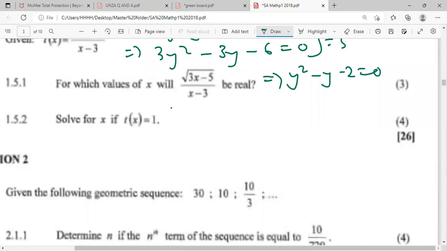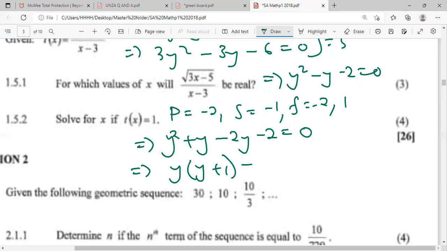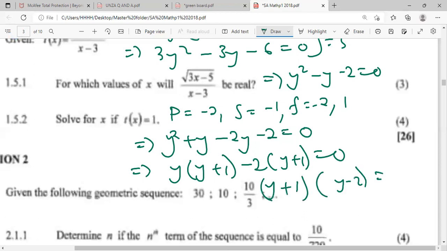So we can solve this using a quadratic expression. My product will be negative 2, my sum is positive 1. So the factors are 2 and negative 1: when you multiply, you get negative 2, and when you add, you get 1. So this simplifies as follows: y squared plus 2y minus y minus 2 is equal to 0. Here what is common is y, and 1 is common. So (y plus 2)(y minus 1) is equal to 0. This means that y is equal to negative 2, or indeed y is equal to 1. I hope that is okay.